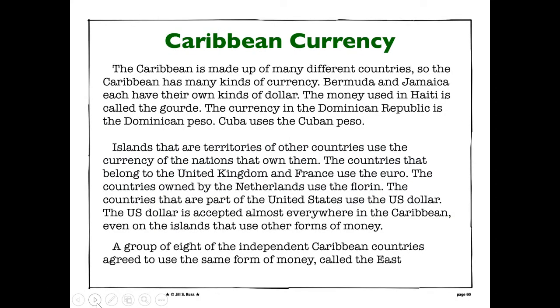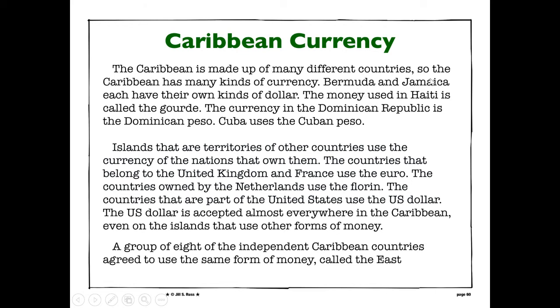All right, let's talk about Caribbean currency. The Caribbean is made up of different countries. So the Caribbean has many kinds of currencies. The Caribbean is a bunch of islands, and each island is owned by a different country.